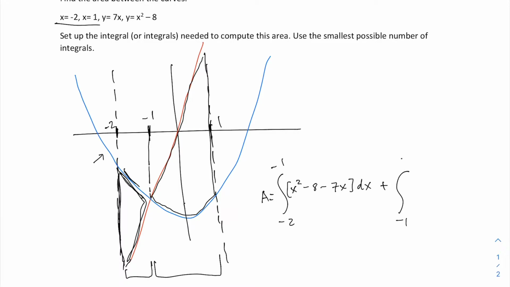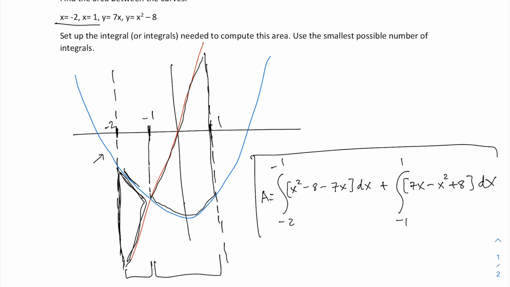plus the second part, we're starting from -1, we're going all the way to 1. And then here for the second part, we see that the red line is above the blue line, so we're gonna start with that. So that will be 7x minus the blue line, which is the quadratic. It's gonna be minus x squared, and then the minus 8 becomes plus 8, and then we have dx.